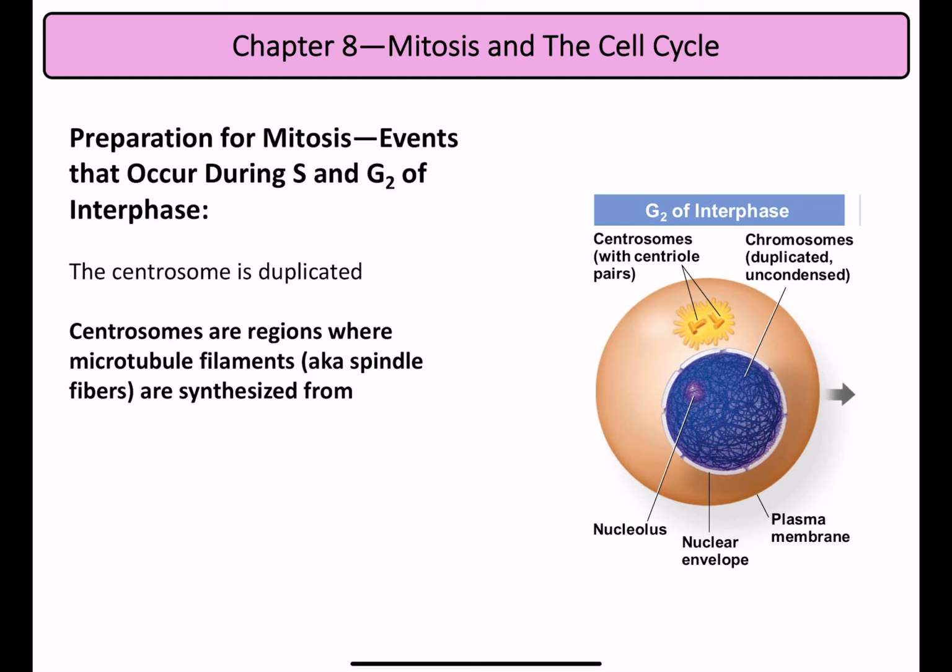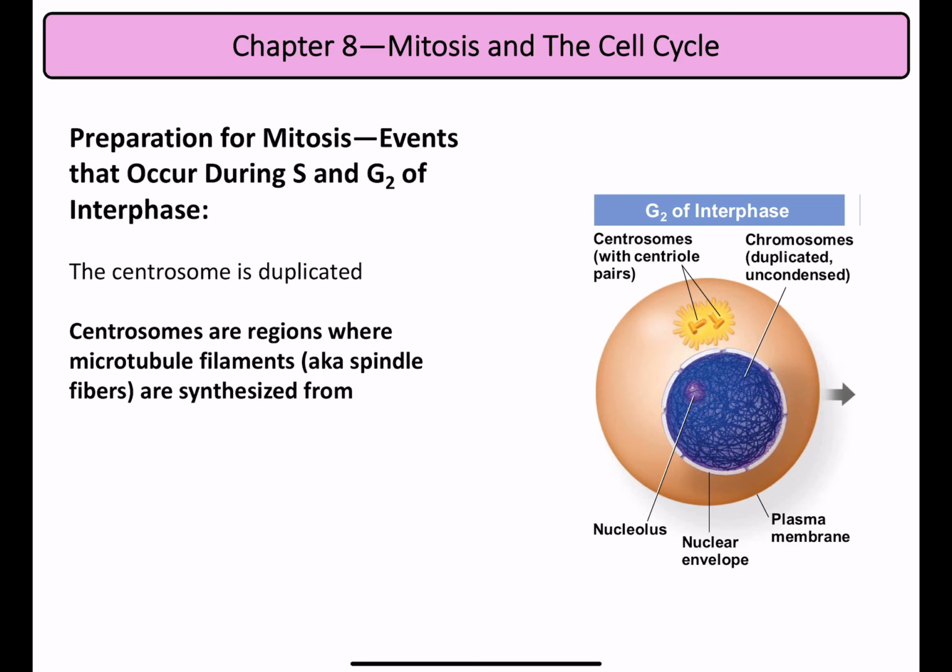And the last preparatory event during G2 is that the cell takes a structure called the centrosome and makes a copy of it. So up until G2, the cell, the parent cell, only has one of these centrosomes. But during G2, it replicates it, so it has 2. Okay, so the centrosome is duplicated.